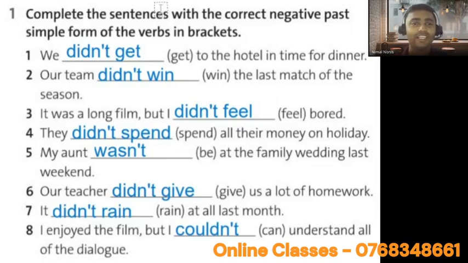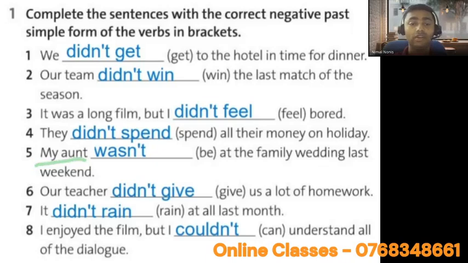Okay, right? There are two tricky ones here. One is the one with the be verb that you all need to remember. If it is a be verb, then you have to change it to either was or were depending on the subject. Here the subject is singular, so I have used was, and since it is negative we have to write it as wasn't. My aunt wasn't at the family wedding last weekend.